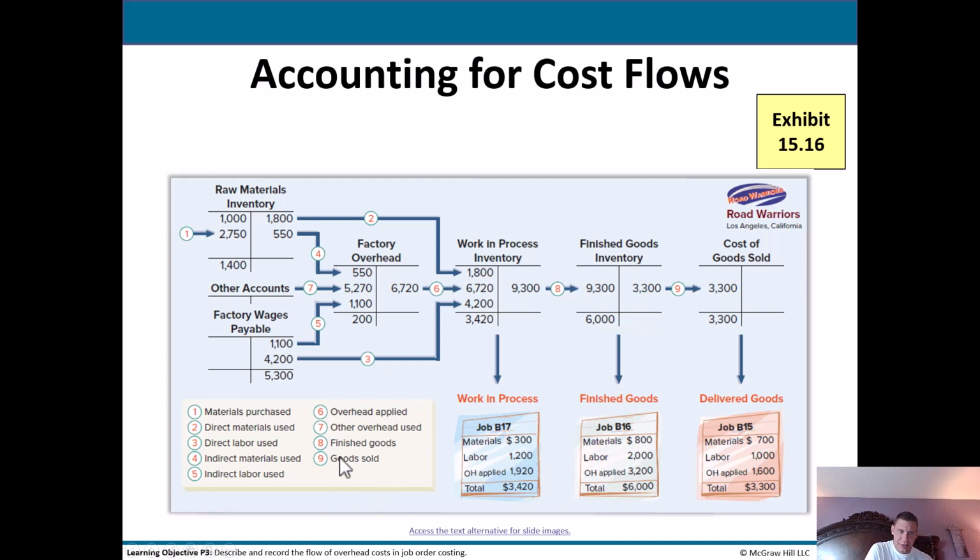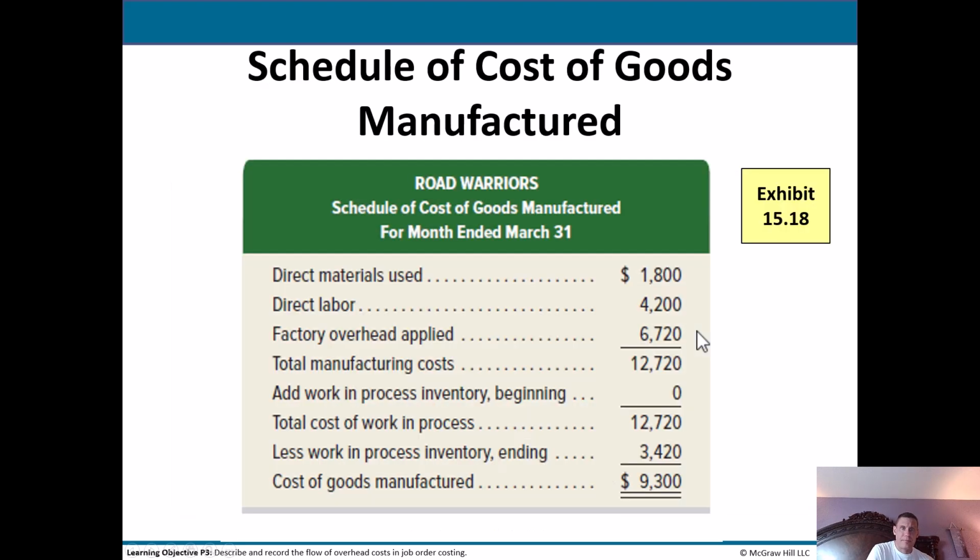And then number nine, when it's finally sold, in this case they sold $3,300 worth of stuff. It's being transferred from the warehouse. Now it's being sold over to cost of goods sold.